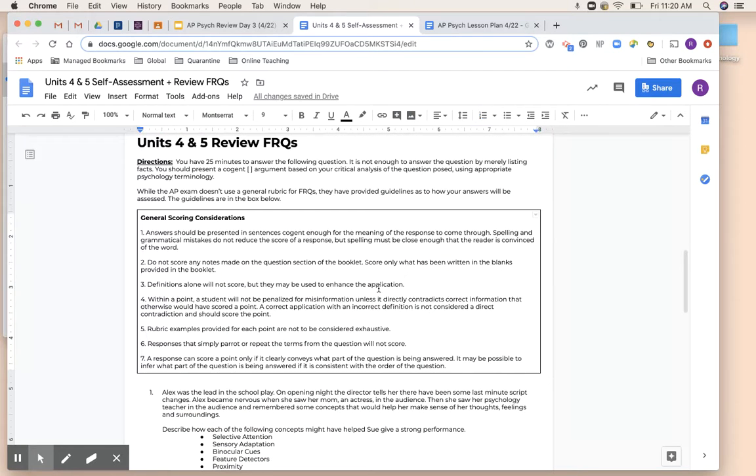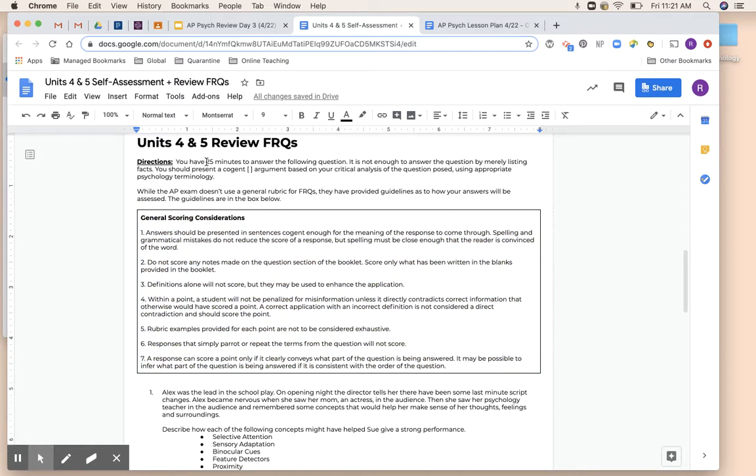There is not a rubric yet, nor I think there ever will be for this test, but they did give general scoring considerations. So please do read those as you're writing your answer. You guys did a phenomenal job though with the FRQs last week. And I really think you're moving in the right direction, especially seeing that this is how you're going to be doing the test.